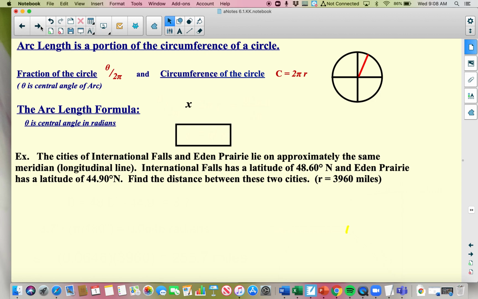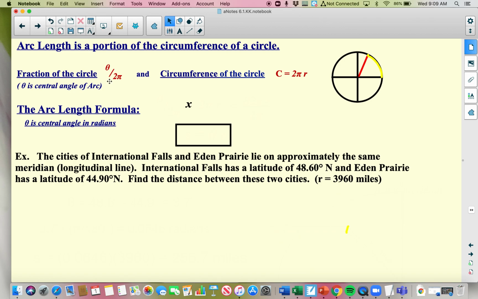Okay, on to arc length. Quick background from geometry. When you did arc length, you were probably given the formulas. So again, visually speaking, arc length is a portion of the circumference. So if I took a marker and drew this portion right here of the circle in yellow, that is my arc length, okay, a portion of the circumference.